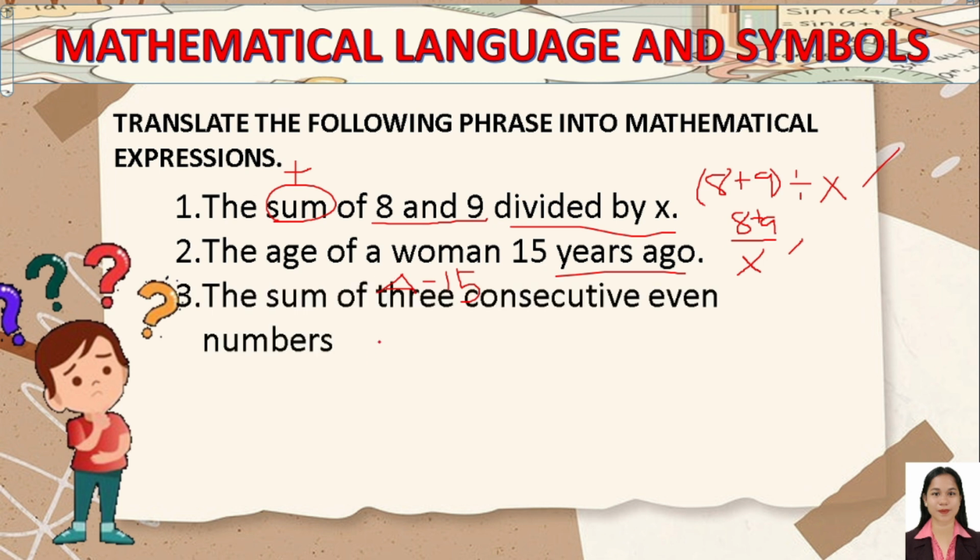Then the sum of 3 consecutive even numbers. Kapag sinabi natin consecutive even numbers, sunod-sunod na even numbers. So, how are we going to translate this into an expression? So, 3 consecutive even numbers.